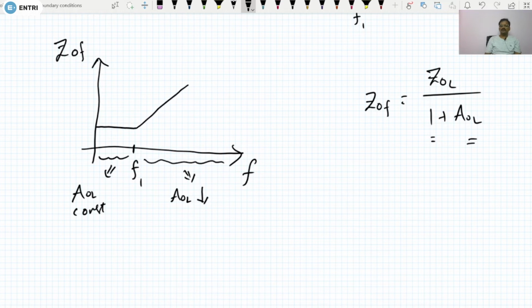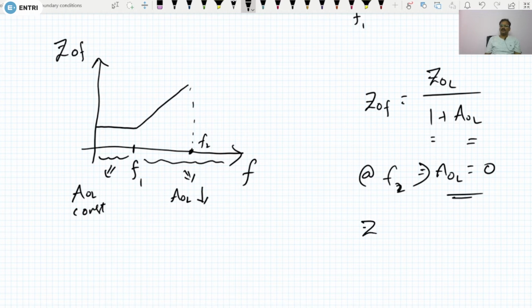Right? So let us assume at some frequency, let us say this frequency F2, AOL is becoming equal to 0. So if AOL becomes 0, then ZOF is equivalent to ZOL. So it reaches this value here. After this frequency, AOL will be 0, so ZOF will be maintained at ZOL.